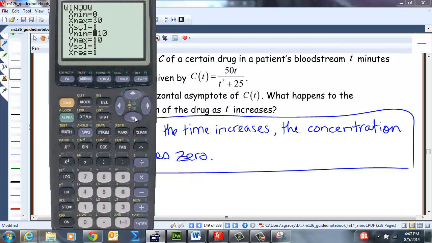And then y minimum at 0. And y maximum, we'll just say 30. And let's graph it and see what that looks like. Oh, we don't need to go so high for the y value. So I'm going to go back to the y value and go down to 10. Let's see what we got. There we go.